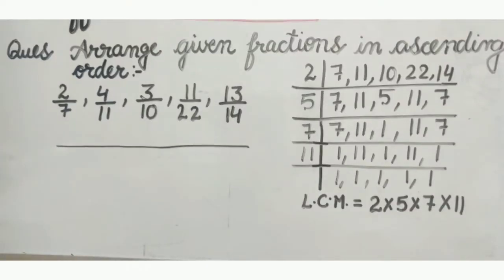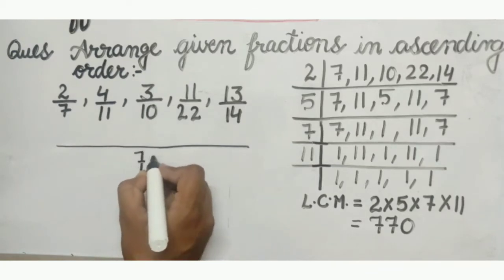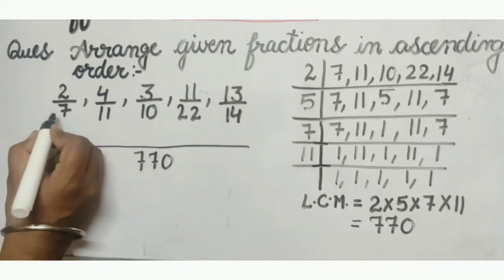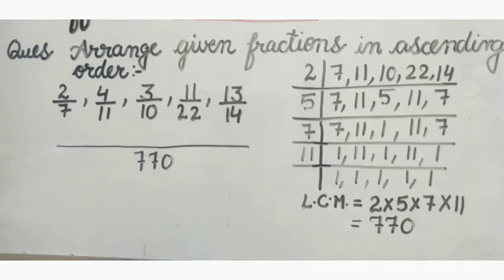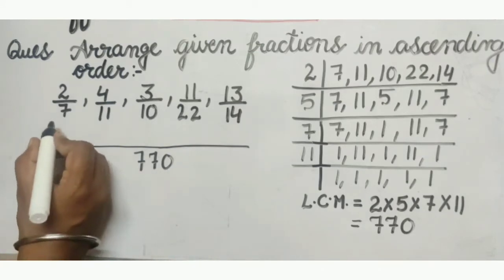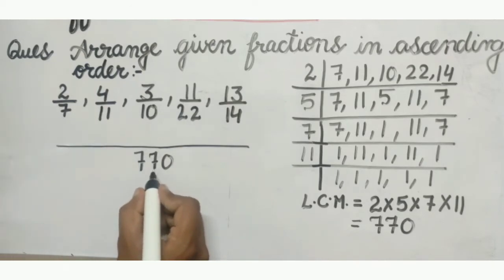Now students, the last step to find the LCM is to find the product of all these prime factors. So let's find it. 2 5s are 10, 10 7s are 70, and 70 11s are 770. Now the next step we have to follow is to divide the LCM by the denominator. What we have to do? We have to divide the LCM by the denominator.